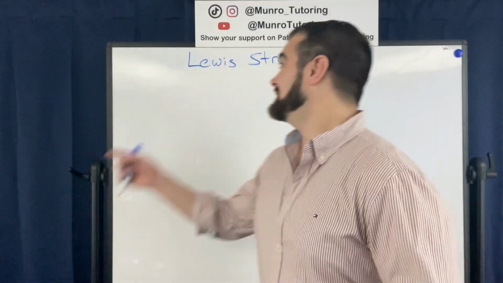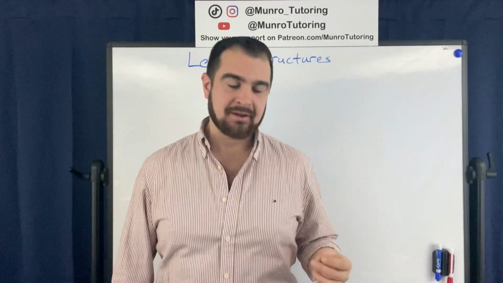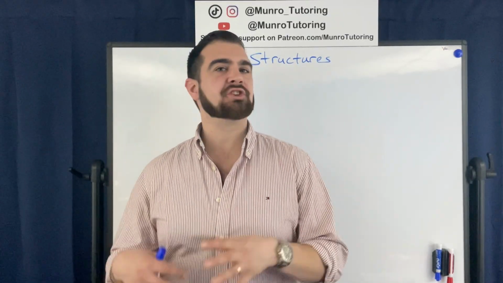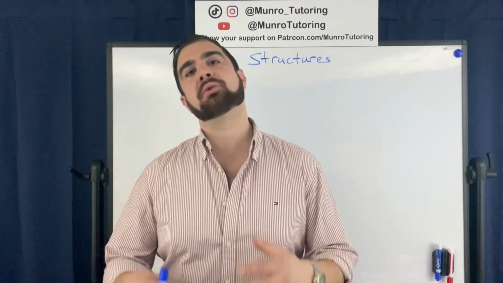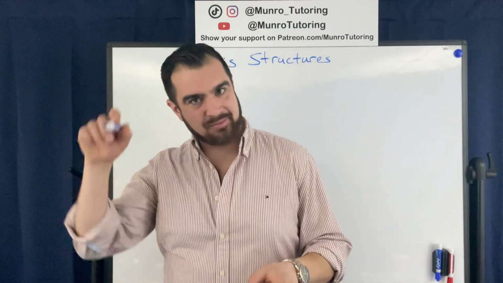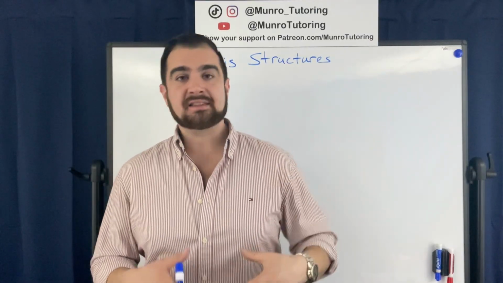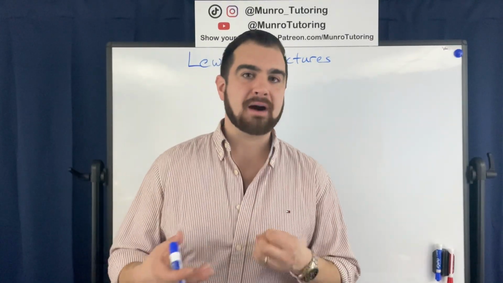Let's learn about Lewis structures. So in my last video, I talked about Lewis dot symbols, which is a similar idea, but you're just doing it for an element, right? You're showing how many valence electrons an element has and arranging them in dots going around the outside of the element. Now, Lewis structures is how we show the bonding for molecules, right?